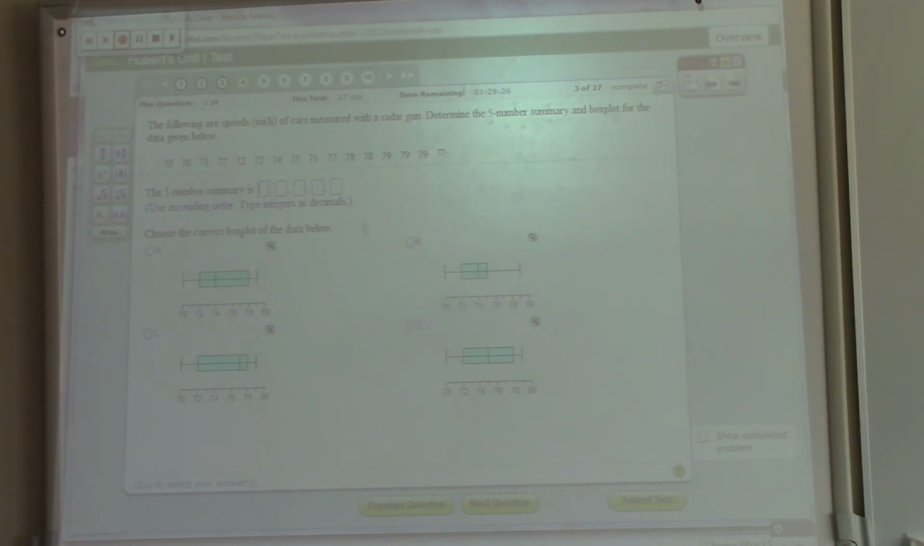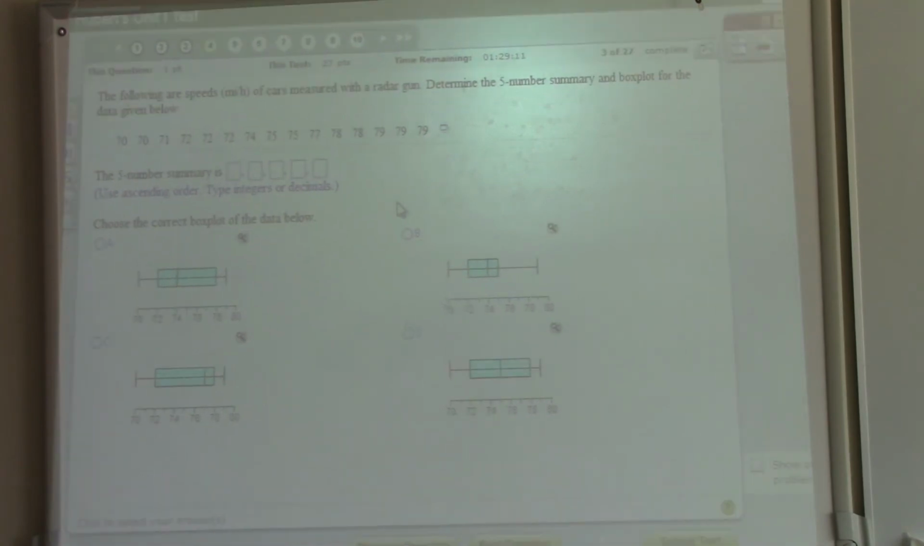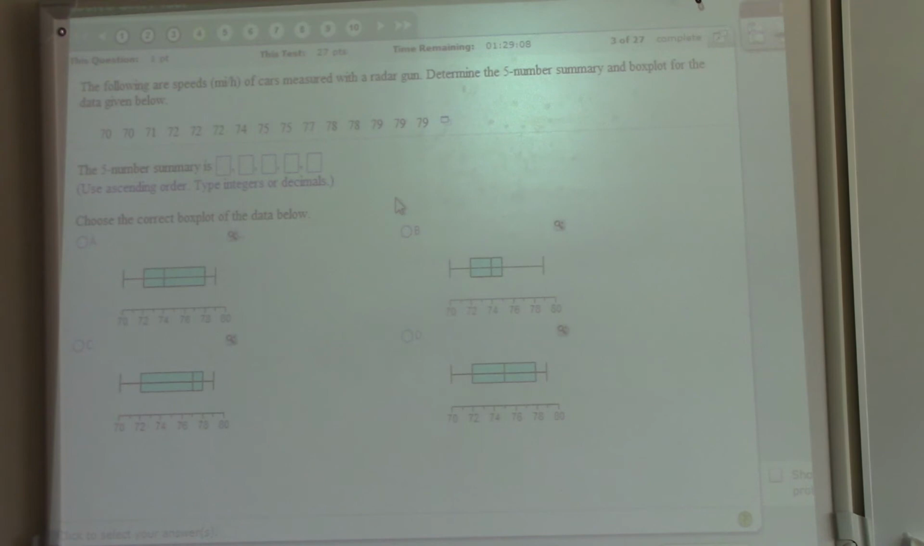Here we go. I told you this was a test question. This one looks like the one we did in class yesterday, or the day before yesterday. It really does. All right, go ahead and blow it up a little bit. 5-number summary and find the box, pick the box plot. So you need to draw it by hand and see which one it is, or which one it isn't. Give y'all a minute or two. Shouldn't take you too long.